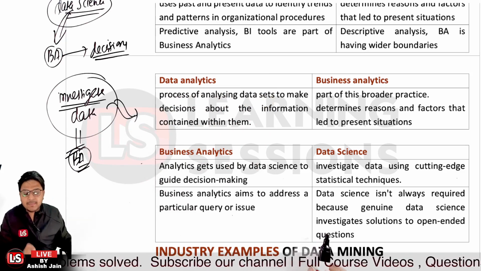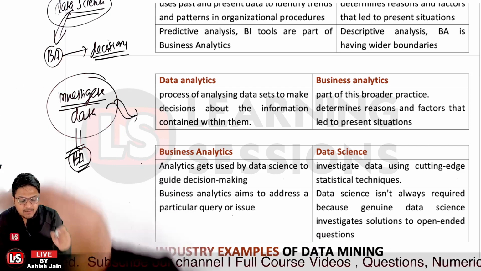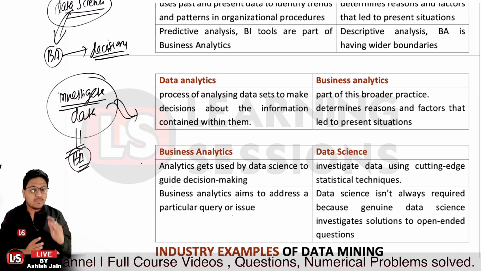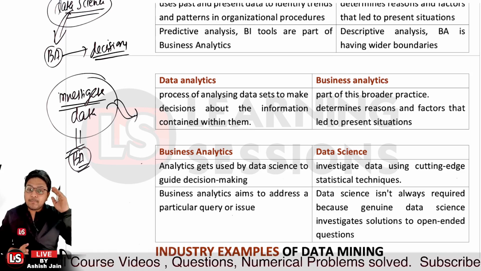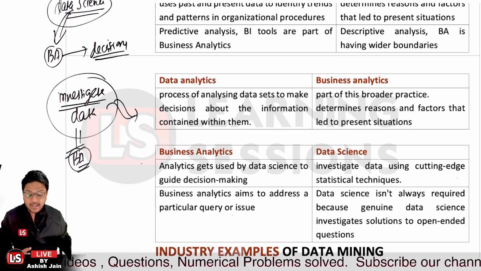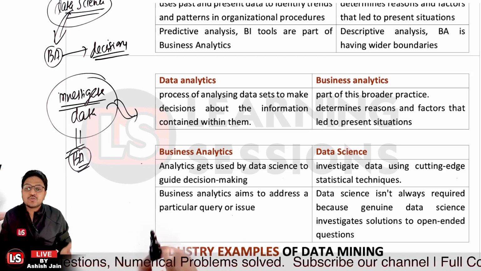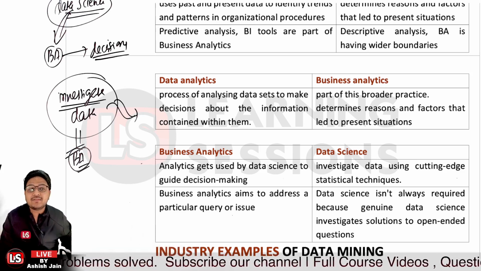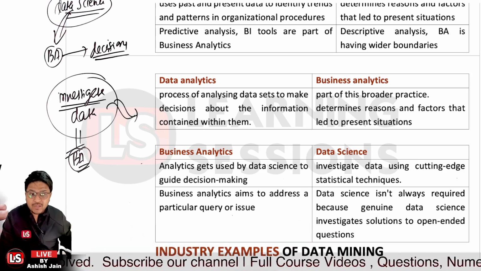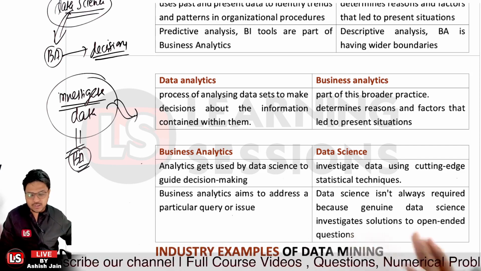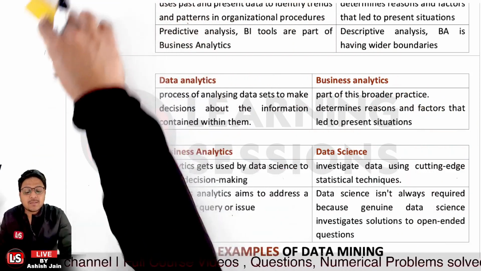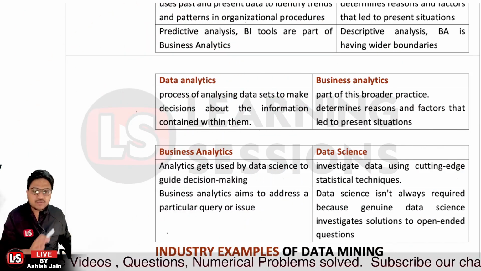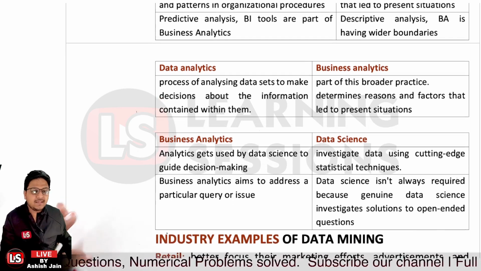Further, business analytics aims to solve one particular problem. Data science relates to a broader aspect, where you are looking for a major goal to be resolved. Business analytics is used to solve one query or one issue. Data science is not always required, because it investigates solutions to open-ended, broad questions. So that's the difference between business analytics and data science.